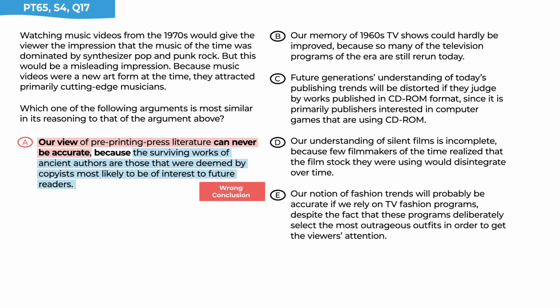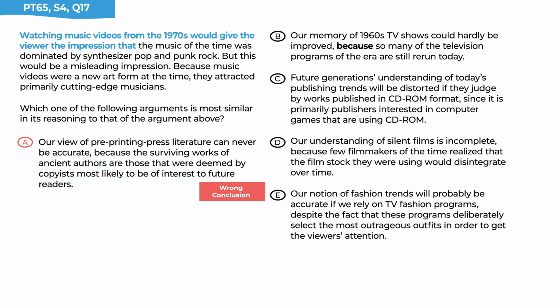If we dug in deeper later, does it actually involve a warning against an unrepresentative sample? It does. The premise is saying the sample of works that survive are atypical in that they were the ones that copyists thought would be most interesting to future readers. So we might not realize how much mediocre crap there was because the only stuff that they decided to actually copy was the really good stuff. So it does have sort of a warning against sampling, but the conclusion is way stronger than the conclusion of the original.